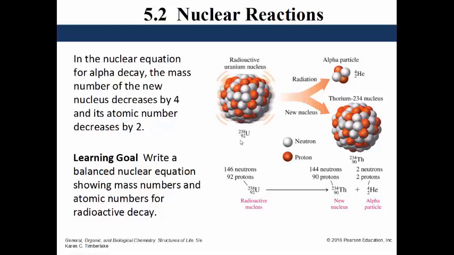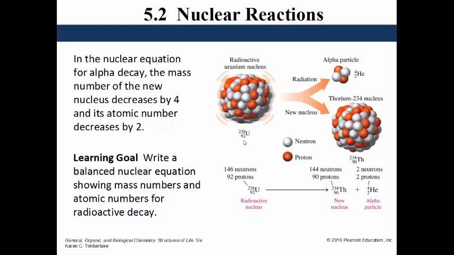Well, that's going to change these two numbers here. That will go down by 4. So now instead of having 238, you have 234. And the atomic number will go down by 2. So instead of being 92, you have 90. Well, when you change the atomic number, that changes the element completely. So now you have thorium, which matches the atomic number of 90, and the mass will be 234.